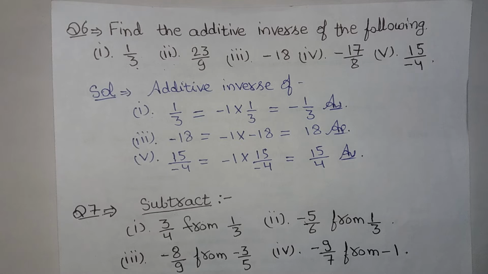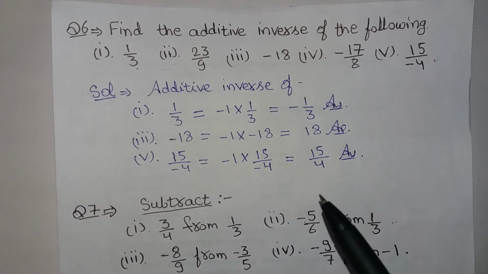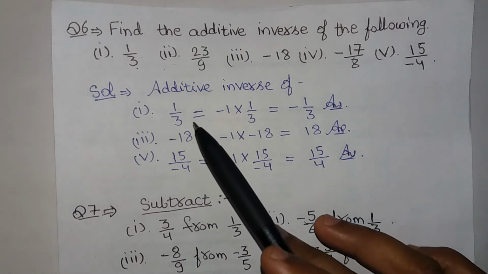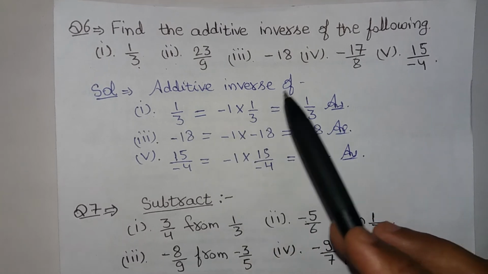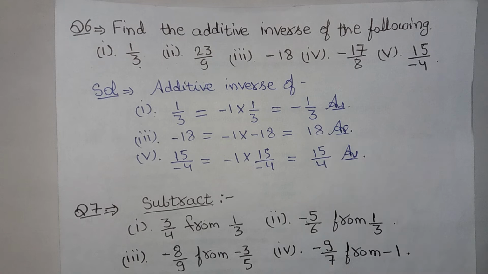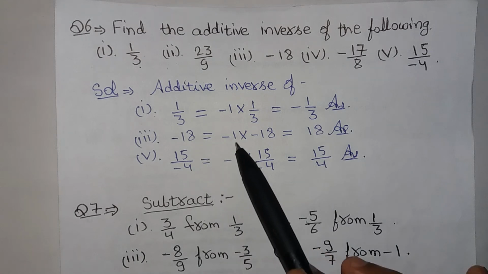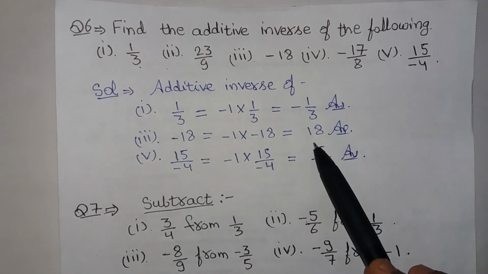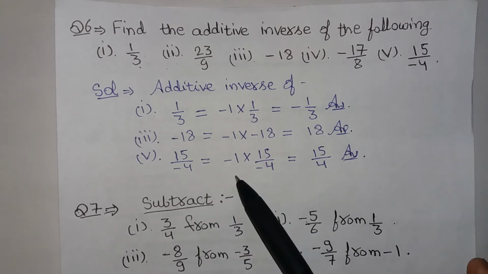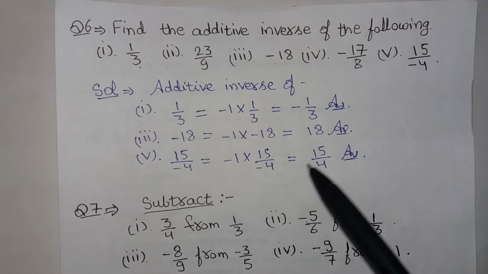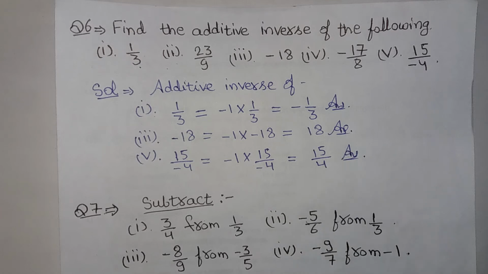Now see next question. Find the additive inverse of the following. So in additive inverse, we have to change the sign. Taking the first part, minus 3 equals minus 1 into 1 upon 3, so it will become minus 1 upon 3. Here minus 18, so minus 1 into minus 18 is 18. Fifth, 15 upon minus 4. So minus 1 into 15 upon minus 4 will be 15 upon 4.